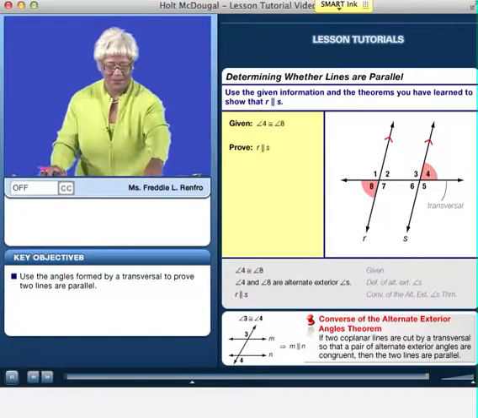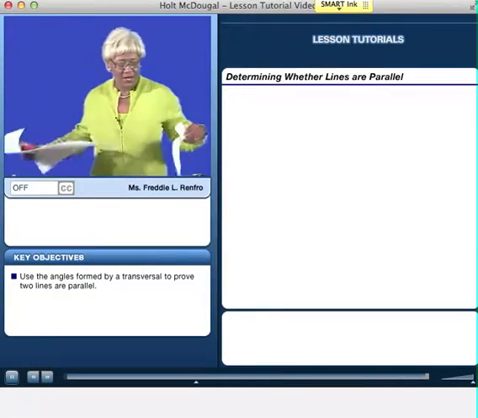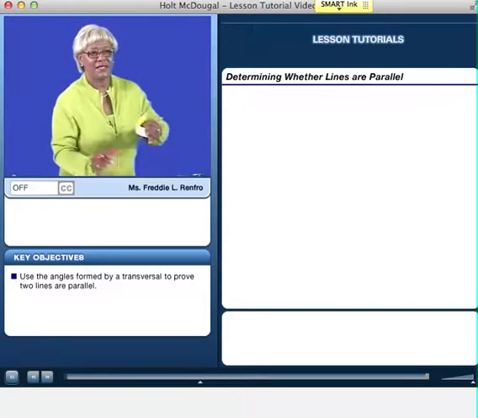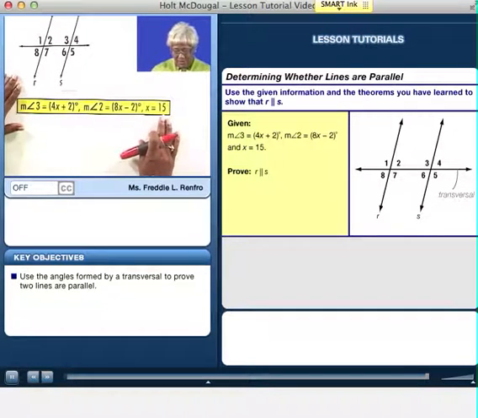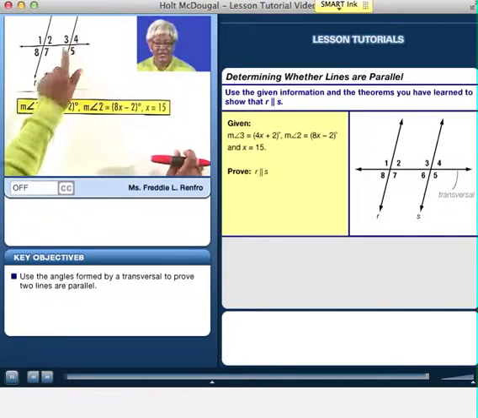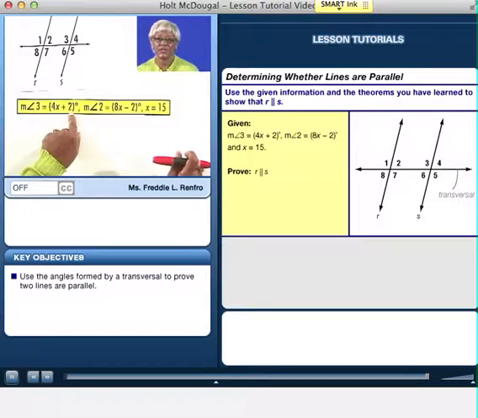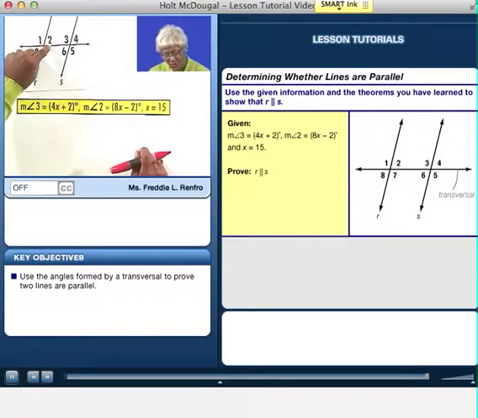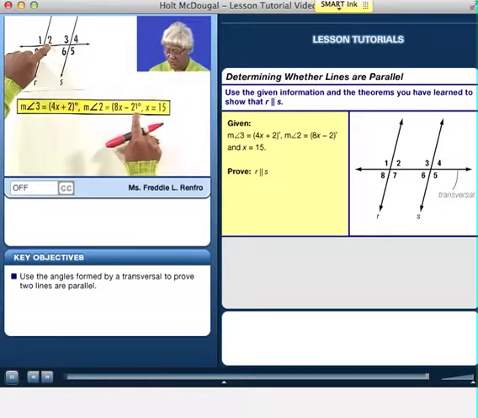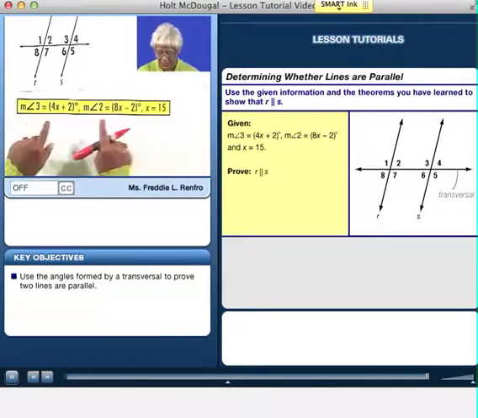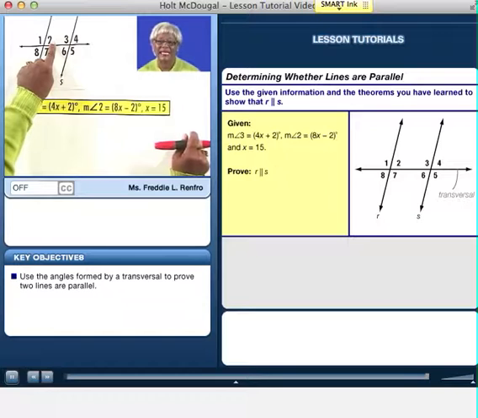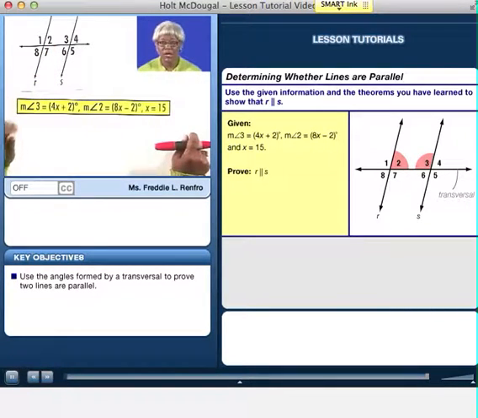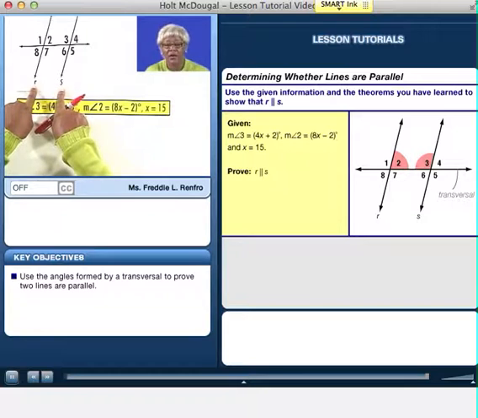Let's look at another one. Let's use the same figure, but this time, look what we're being given. We're given that the measure of angle 3, here's 3, is equal to 4x plus 2 degrees. And we're given that angle 2 is equal to 8x minus 2 degrees. And we're also given that x is equal to 15. Well, 3 and 2 are called same side interior angles. And what are we trying to prove? We're trying to prove again that line R is parallel to line S.